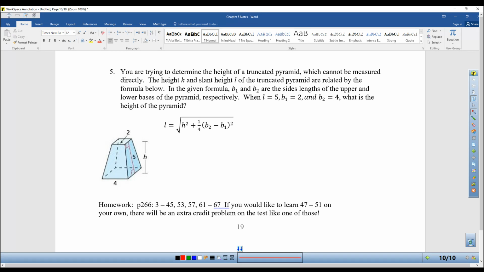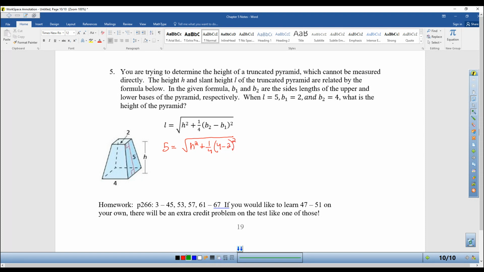A truncated pyramid, which cannot be measured directly. The height H and the slant height, so slant height means the diagonal, of the truncated pyramid are related by the formula below. In the given formula, B1 and B2 are the lengths of the sides of the upper and lower bases of the pyramid respectively. So given our triangle, which is when L is 5, B1 is 2, B2 is 4, what is the height of the pyramid? So I'm just going to fill everything in. 5 is equal to the square root of H squared plus 1/4 B2 minus B1 squared.